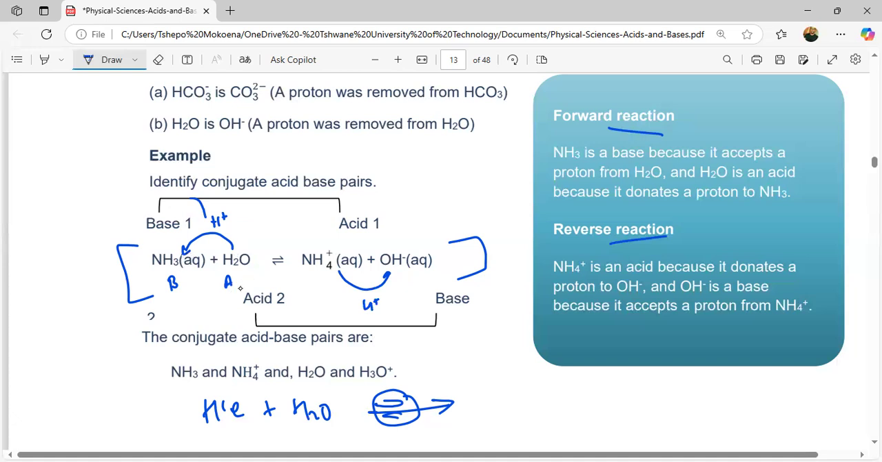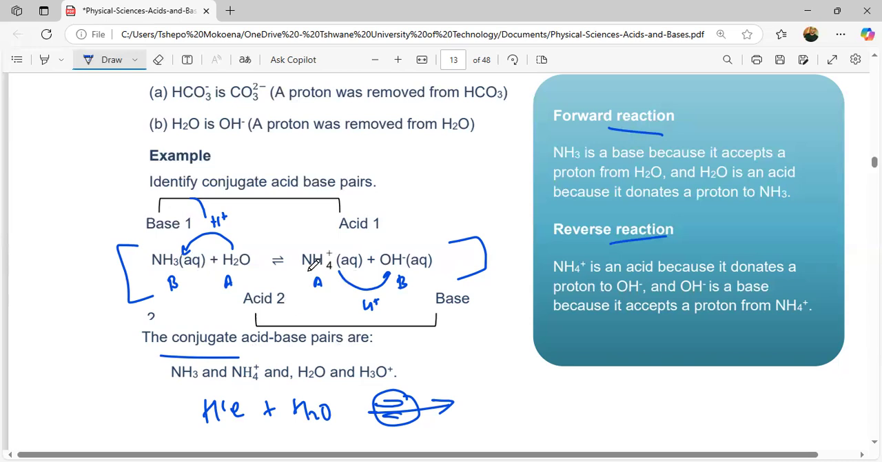So this guy will be acid, and this guy will be base, right? Because he accepts and this one donates. So A, B, we call them the conjugates. These guys over here on the product side, we call them the conjugate pairs. Do you get it? We call them the conjugate acid-base pairs. So the conjugate pairs are as follows.